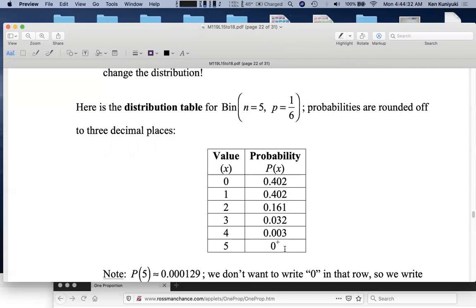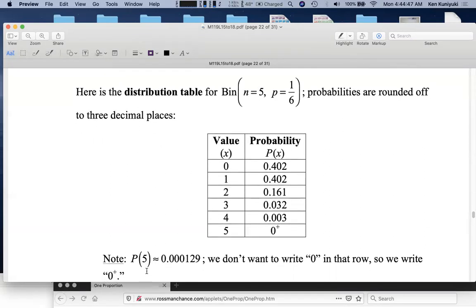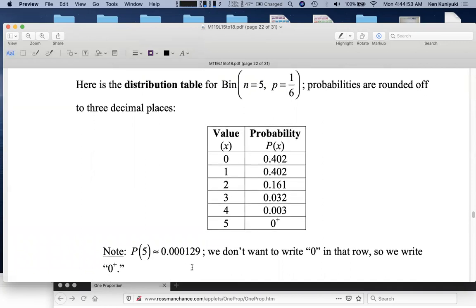It's not quite 0, so we put 0 plus, because it's very powerful to say that something's impossible. It's not impossible to get 5 fours on the 5 dice, but it's pretty close to 0. It's 0 to 3 decimal places. In fact, the probability of getting 5 fours on the 5 dice is about 0.000129. It's very close to 0.